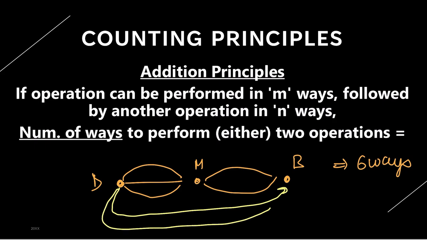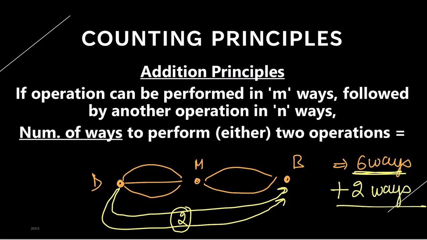There are 2 direct ways, and there are 2 extra ways of going from Delhi to Bangalore, right? So 6 ways are there of going via Mumbai, plus 2 ways are there of going directly to Bangalore. So in total I can take 8 ways, right? Either take any of the six roads as we have seen in the first example, plus 2 extra roads. So there are total 8 ways.